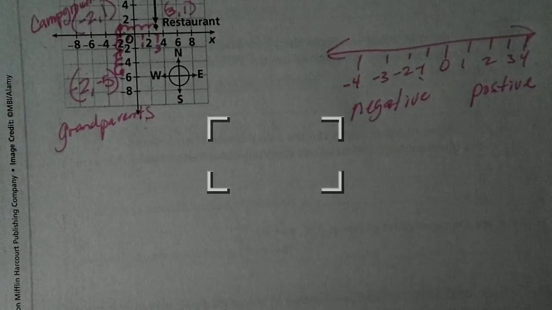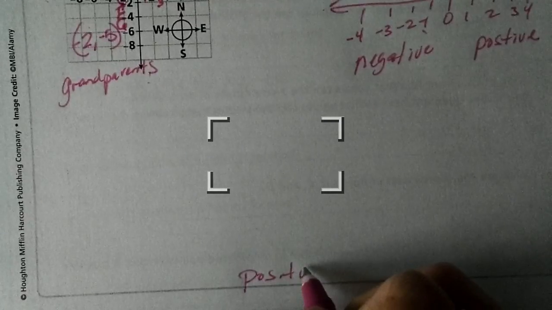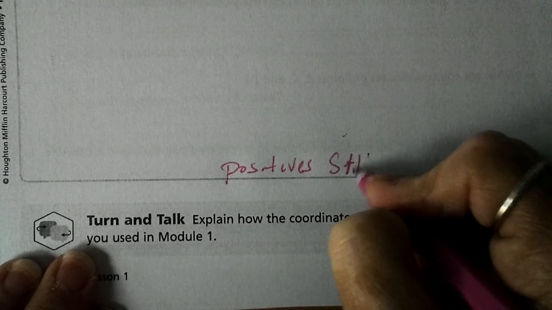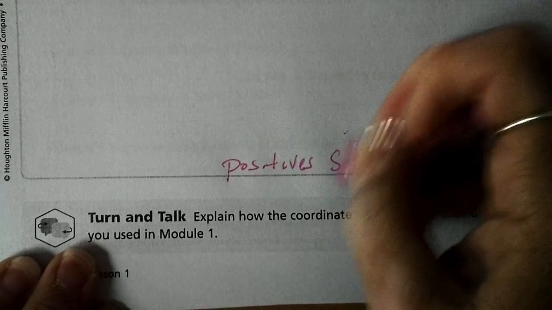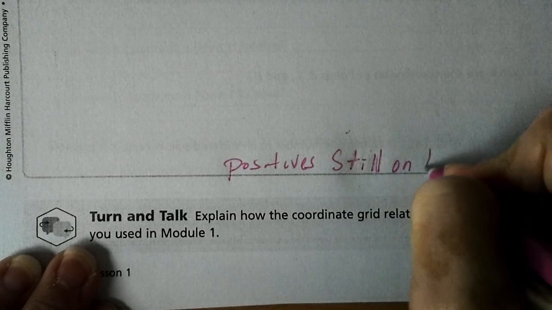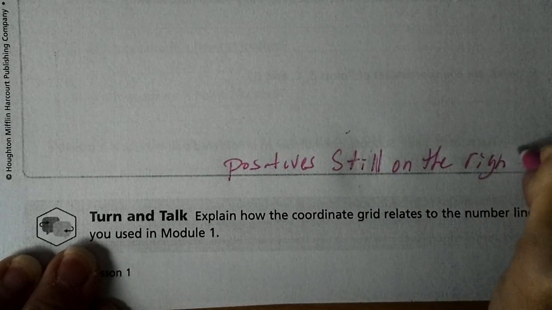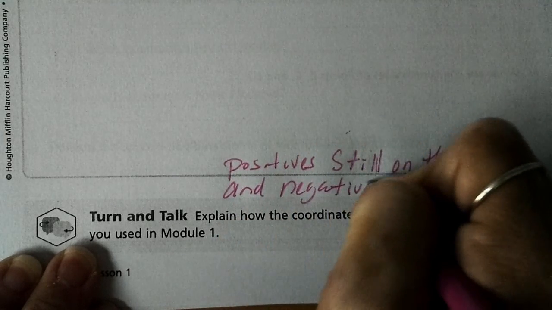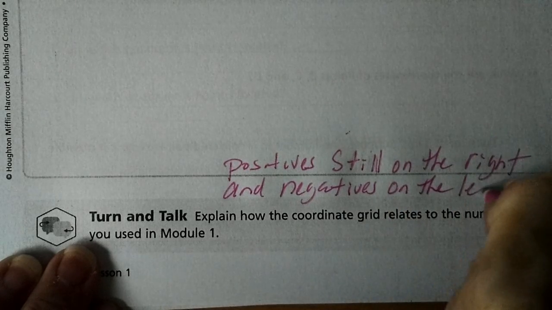So explain how it relates. We would just write positives still on the right, and negatives on the left. Sorry, I'm trying to get it to focus.